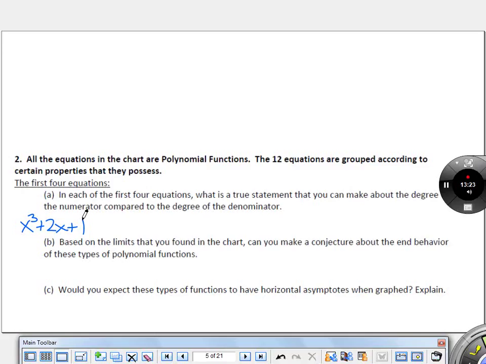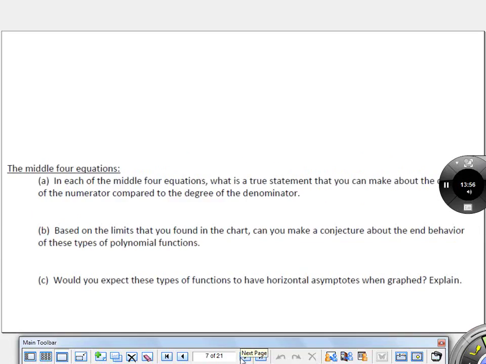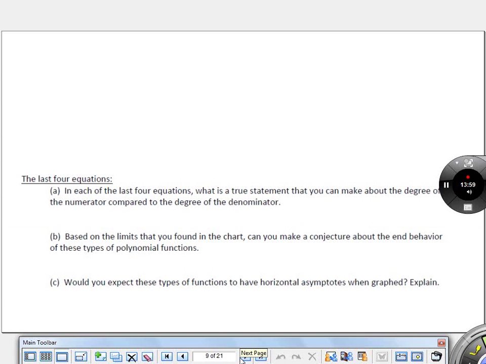So you're going to look at those first 4 sections and what the equations look like, and tell me something you can say is true about the degree of the numerator, the top, compared to the degree of the denominator. And then based on the limits that you found in the chart, don't be scared of the word limits. Those are the numbers you filled in at the end, right? You're saying it's going towards these. Can you tell me something about all of these kinds of equations, what you see happening at their ends? And would you then expect there to be one of those horizontal asymptotes that it follows at the end? Okay? And then you're going to go to the second group of equations, the same exact questions, and the third group of equations, the same exact questions. Is this okay with everybody?